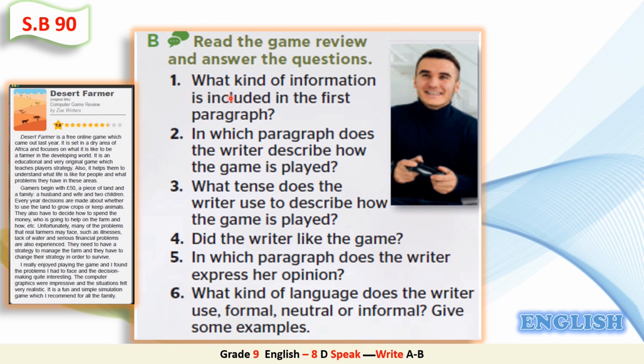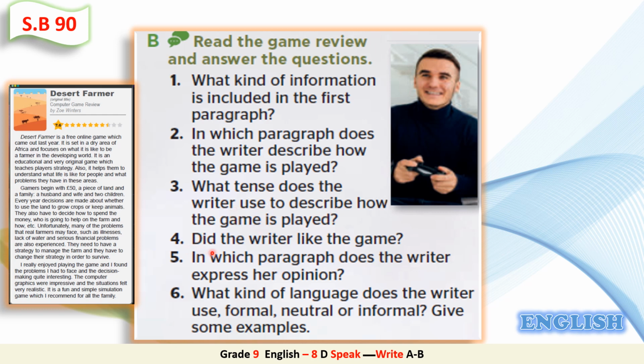Question number 1 says, what kind of information is included in the first paragraph? This paragraph. What does the writer include in this paragraph? Number 2, in which paragraph does the writer describe how the game is played? In which of these paragraphs does the writer describe how the game is played, how to play the game? What tense does the writer use to describe how the game is played? Does the writer use the present tense, the past tense, the present perfect tense? What tense does the writer use to describe how the game is played?